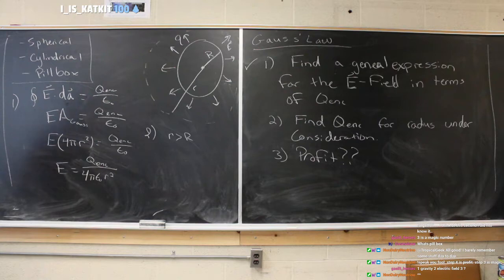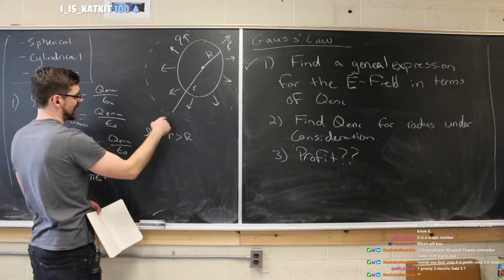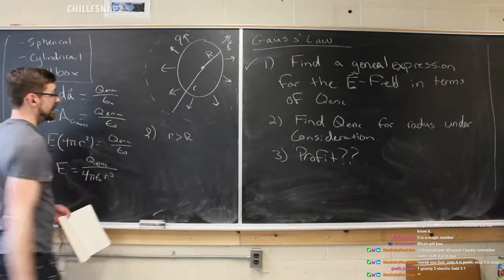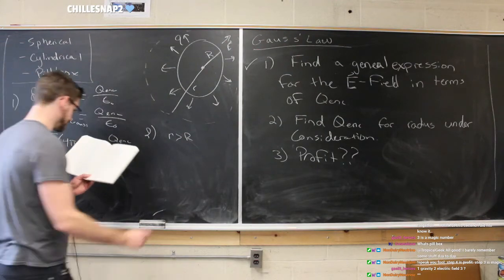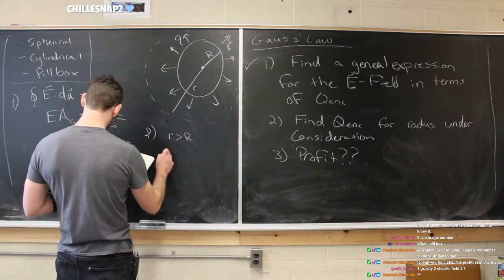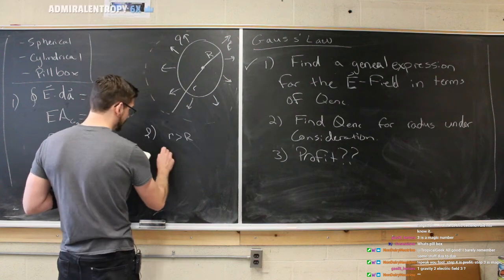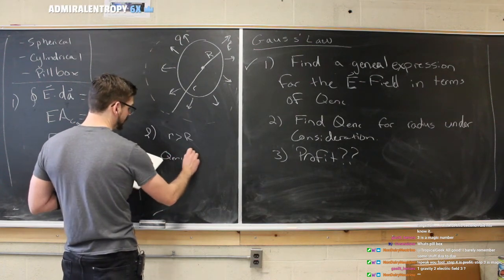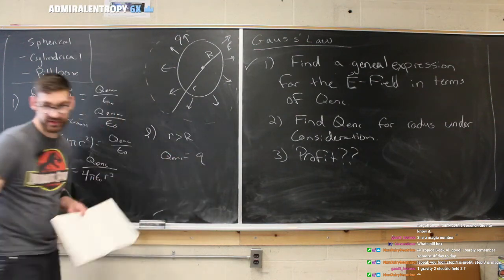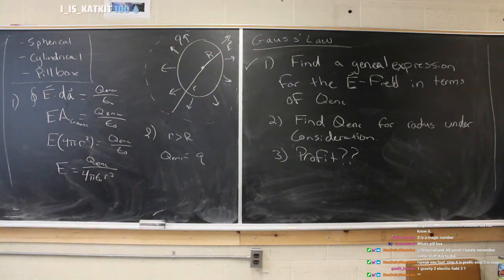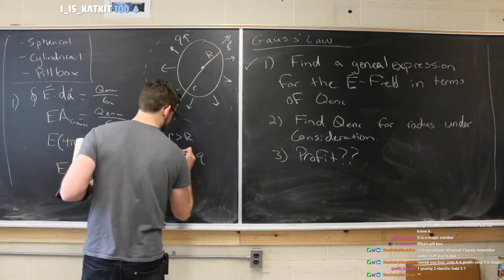Finding the field at a radius greater than R. This would be if we used a Gaussian sphere outside of here. Then we just find Q enclosed. We know Q enclosed is going to be the total charge, and the total charge is given to us. So it's just Q. It happens to be very straightforward for this problem. The Q enclosed is just Q.